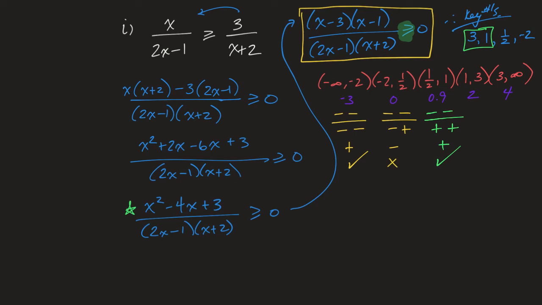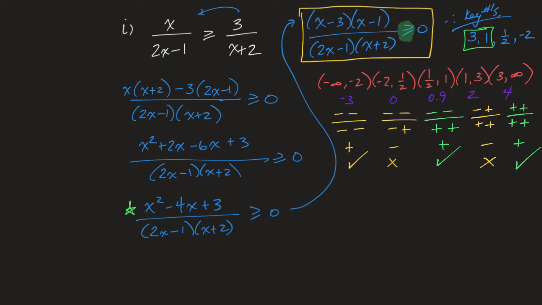Sub in your 2. That's a negative. That's a positive. 4 minus 1 is a positive and a positive. That's a negative. Nope. Sub in your 4. Positive and positive. Positive and positive. Beautiful. So in this case, I have 3 intervals that work.